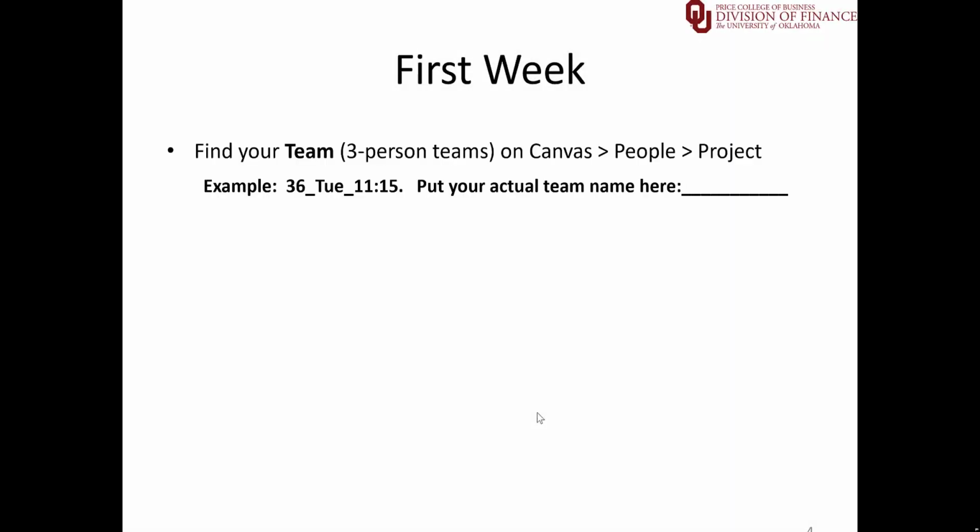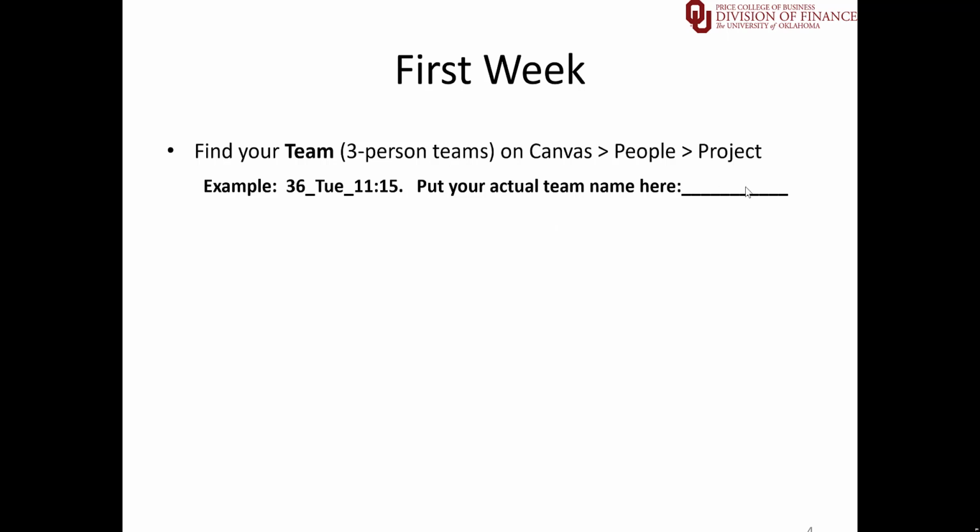Now let's talk about the first week. You need to find out your 3-person team. So go to Canvas, look under People and Project, and you will find something with some number, which really is just a serial number for me, a shortcut name. Oh, you're Team 36. But what you care about is not so much that you're Team 36, but that you're the Tuesday attendance group, as I discussed earlier, and that you're in the 11:15 section. So by being in 36 Tuesday 11:15, we know a lot about you.